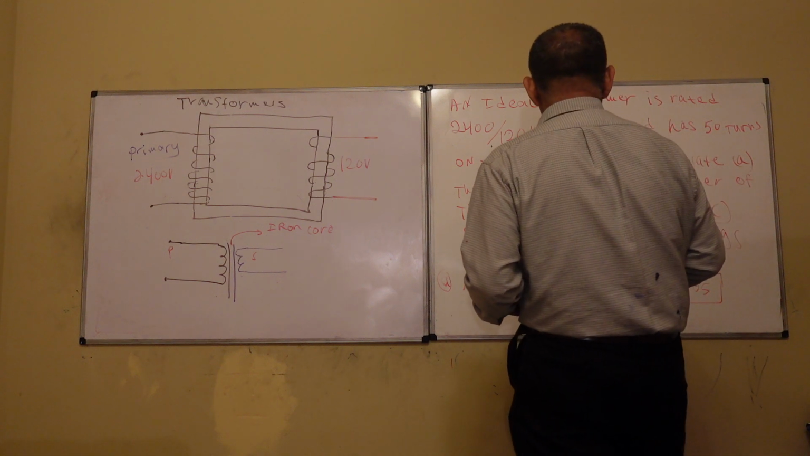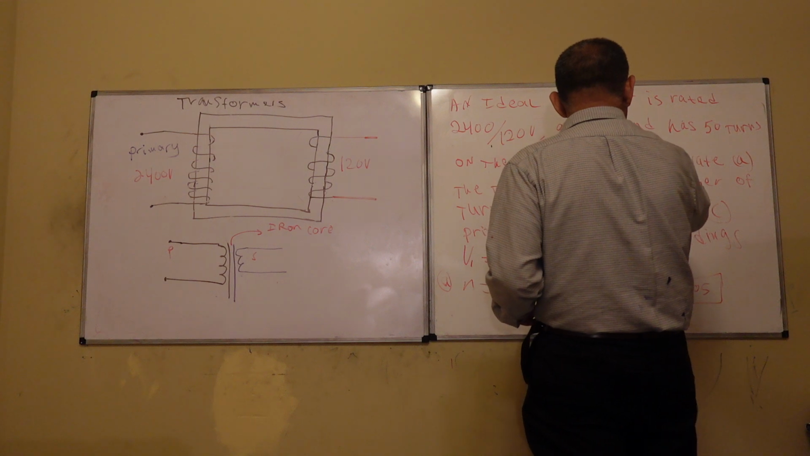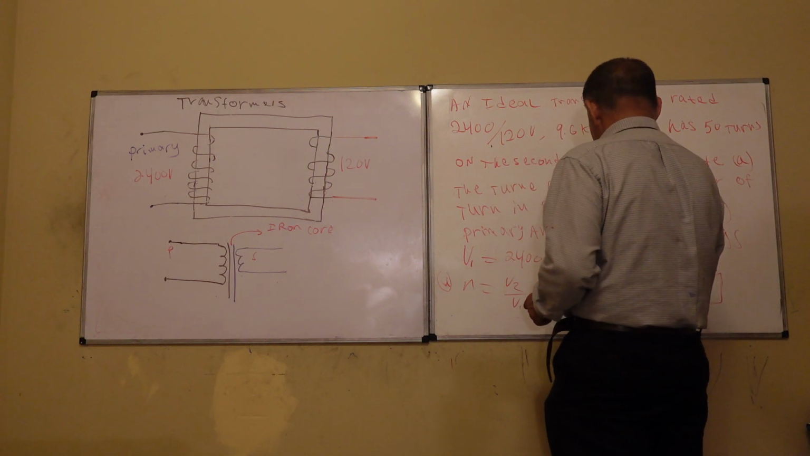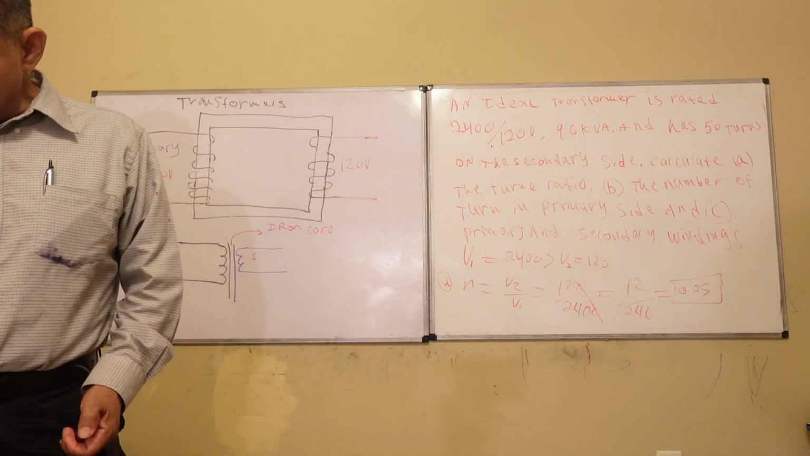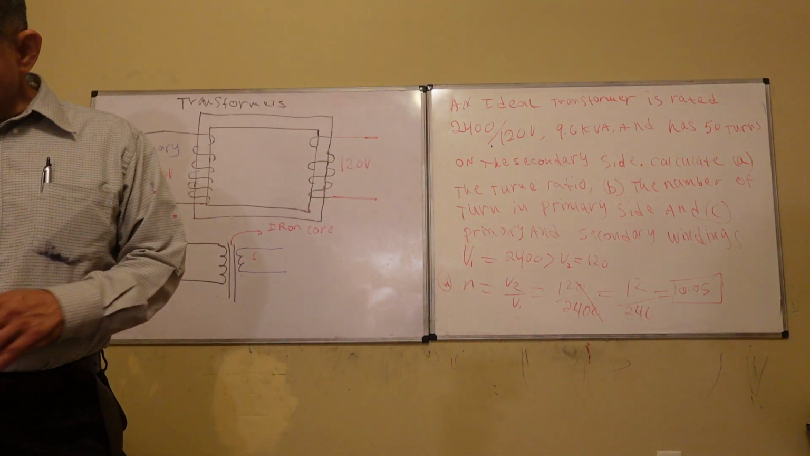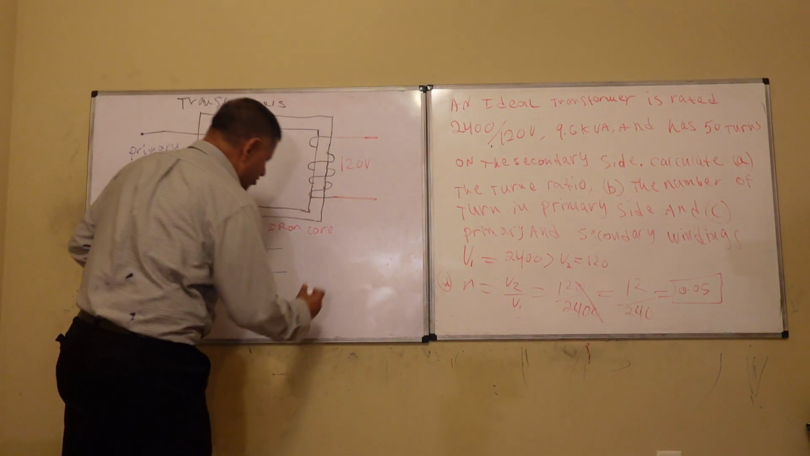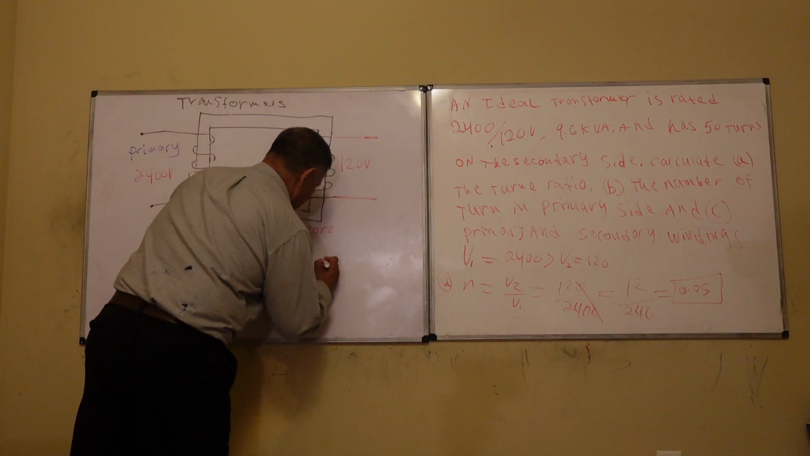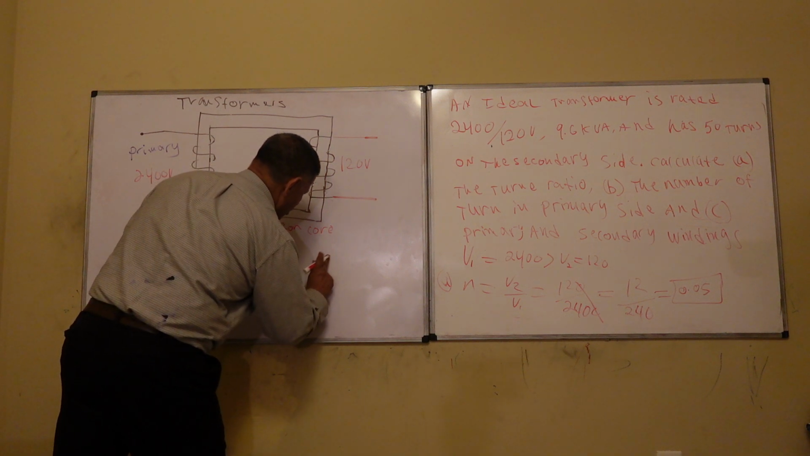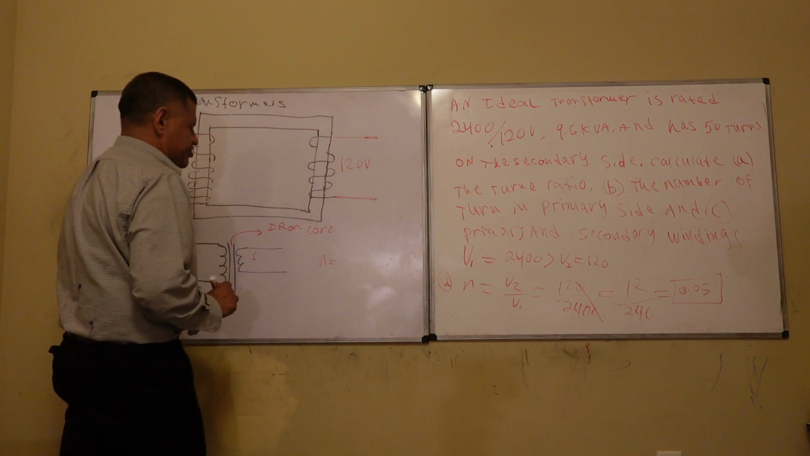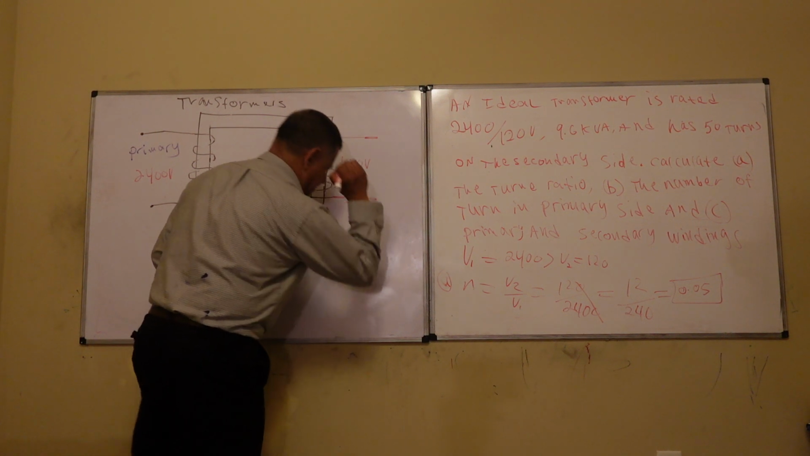So B says the number of turns in the primary, right? The number of turns on the primary. Okay, so we have the turn ratio, so we can use the formula that lowercase n, the turn ratio, is equal to V2 over V1, right?